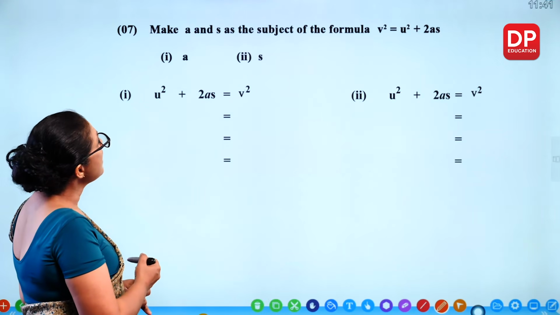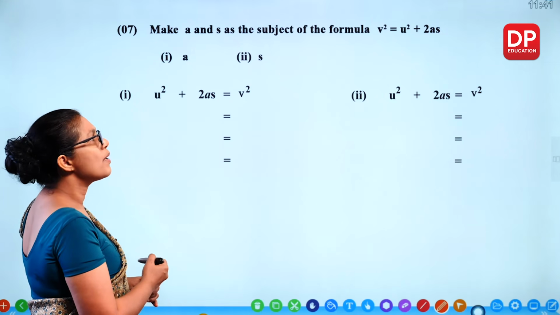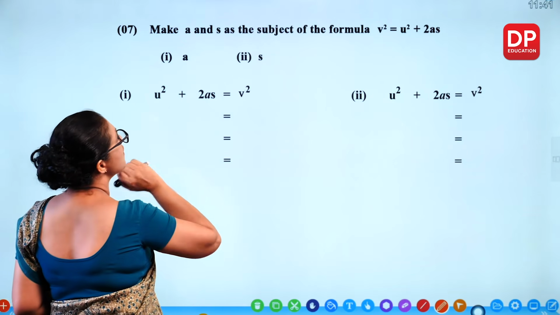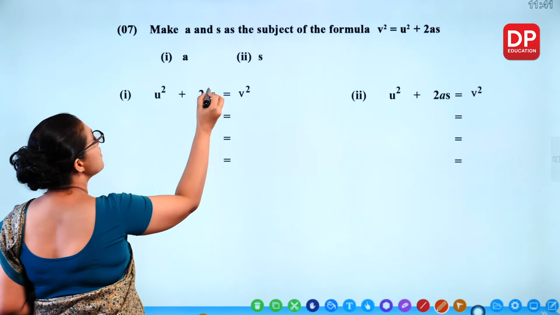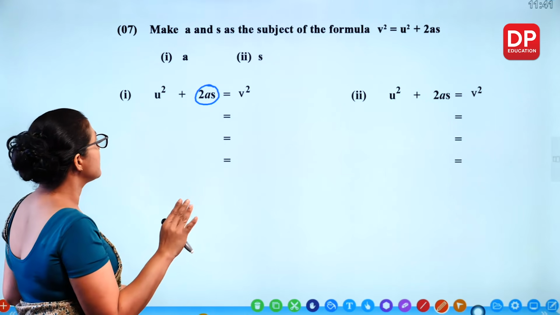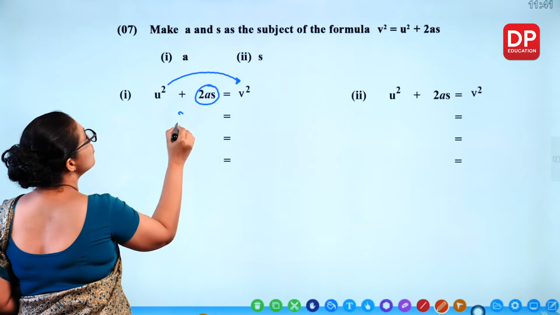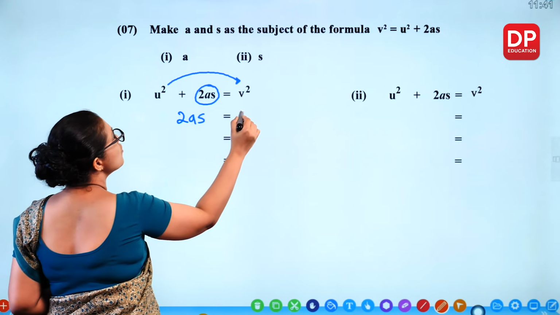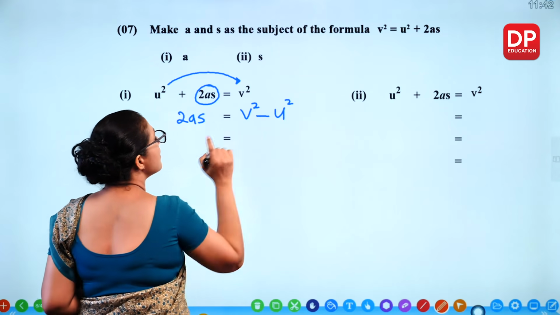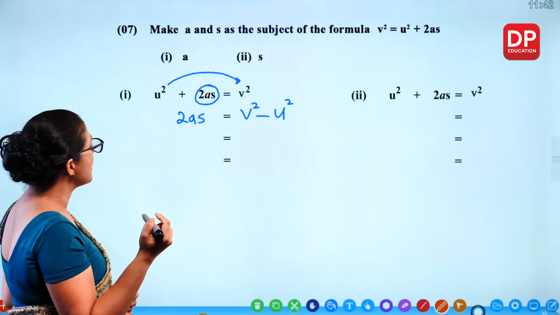Make A and S the subject of the formula. V squared equals U squared plus 2AS. So how can we do it? This is the equation given. We need A. So that means this term, you have to keep that on one side. Take this one to the other side. So 2AS is equal to V squared minus U squared. So you have to subtract U squared from both sides.